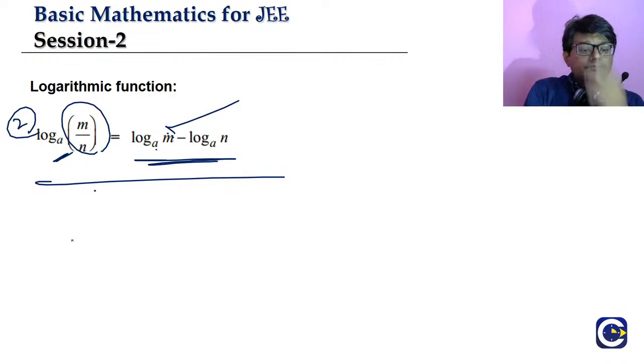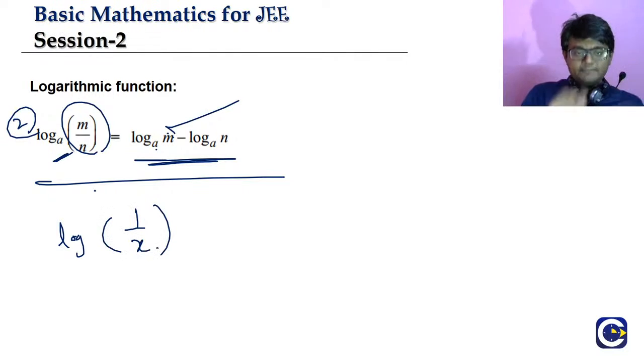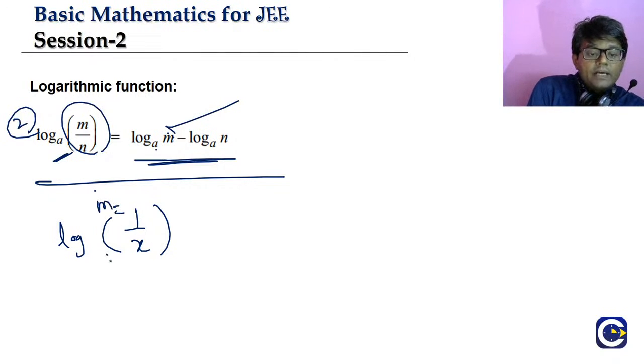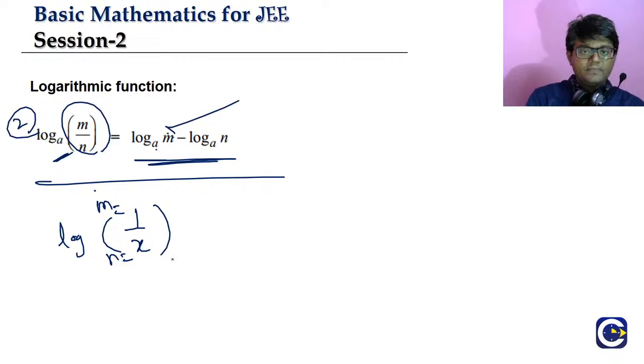If you take, say for example, log of 1 by x. The base can be any number. Let's not talk about the base. We can take base as 10 or e or any number. Log of 1 by x. Here look at this, guys. M is 1, n is equal to x. X is any number. As per the property, what is it? Log of m, which is log of 1 minus log of x.